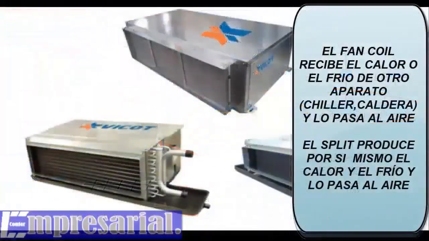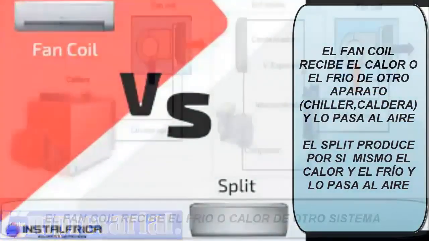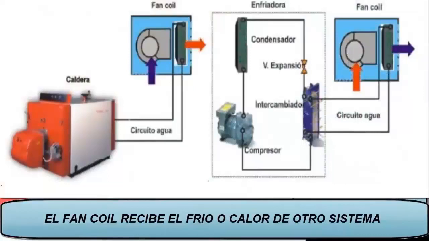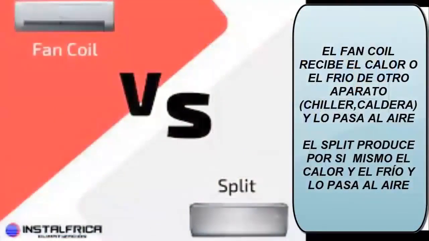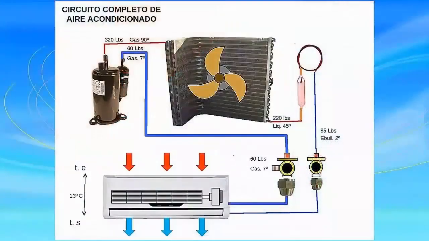What is the difference between a fan coil and a split air conditioner? The main difference between the two is that the fan coil is a water-air unit in which water circulates through the pipes as a coolant. The fan coil does not produce cold or heat, but receives it from the water, while the split is an air system in whose pipes refrigerant gas circulates and a compression refrigeration system works that produces its own cold or heat.